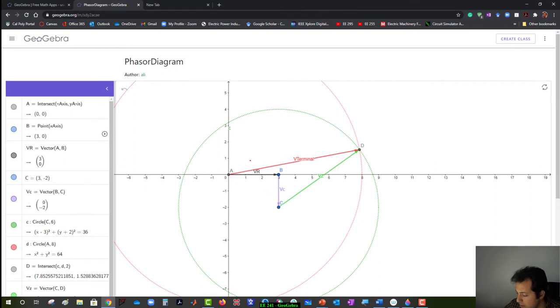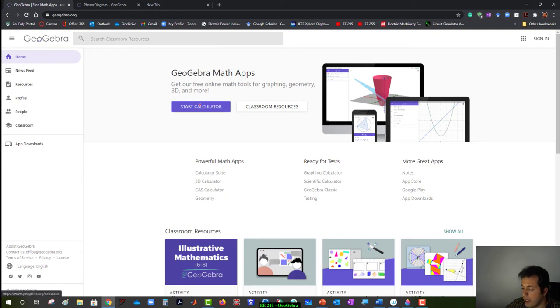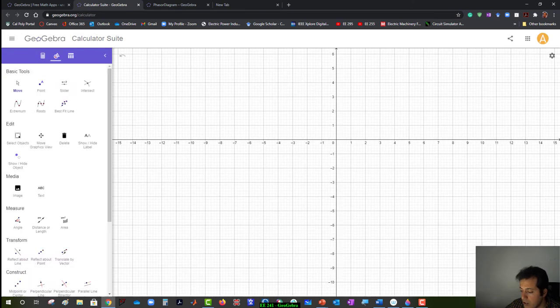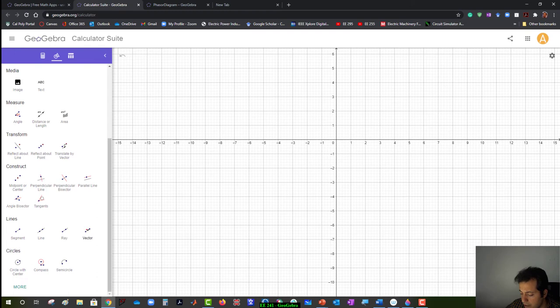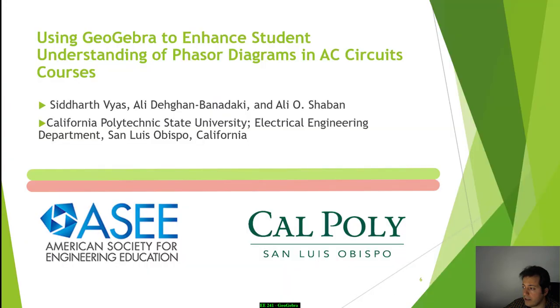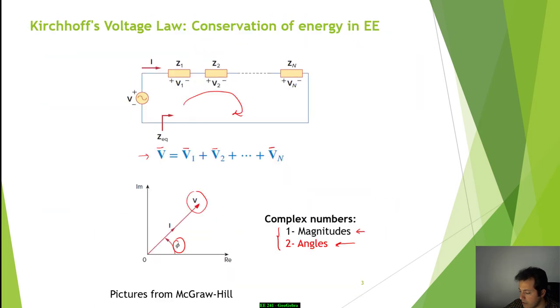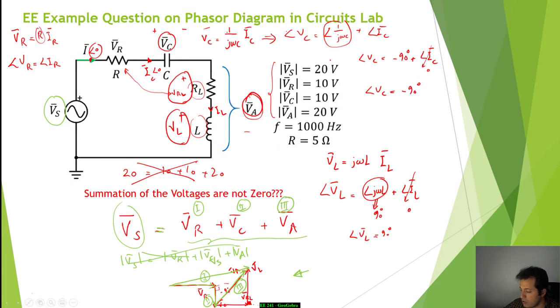Okay. So what I want to do is something like this. Let's go from the first part. You go to this website called GeoGebra, and then you click on Start Calculator. And then you go to here, which is Tools. So you select this one, Tools, and then you go here and you choose Vector. Okay. And my vector was, so let me try to draw this one.